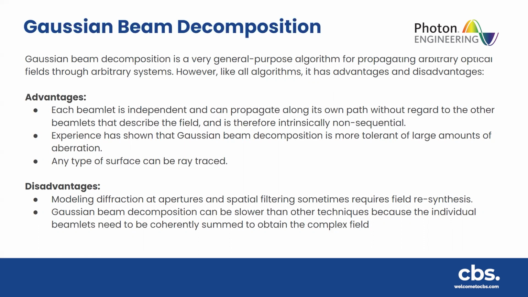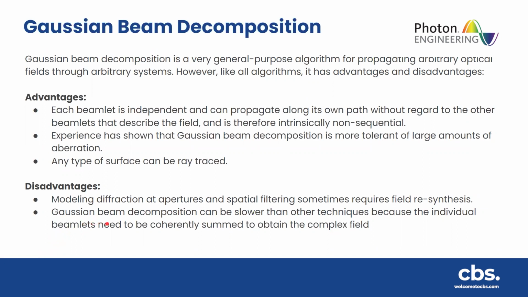The two disadvantages that I've listed here are quite simply that modeling diffraction effects at apertures, for example, a spatial filter, modeling the spatial filter hole, sometimes requires that you resynthesize the field into a new set of Gaussian beams. That's an extra couple of steps when you use the software. So that's a little bit annoying, but it's not a fundamental problem.